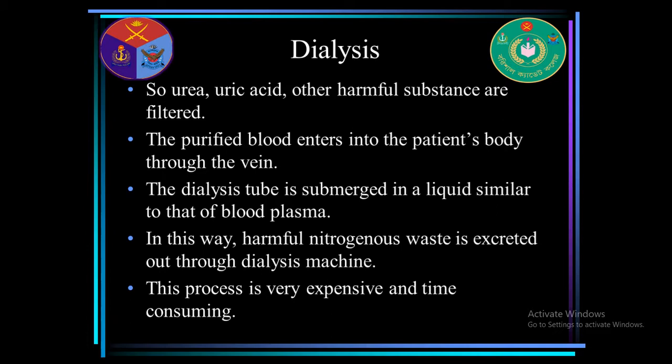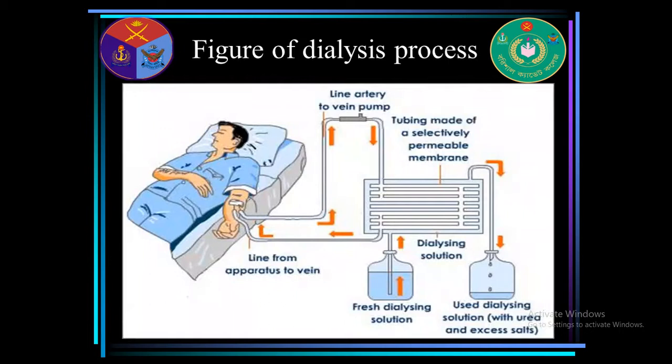The dialysis tube is submerged in a liquid similar to blood plasma. In this way, harmful nitrogenous waste is excreted out through the dialysis machine. This process is very expensive and time consuming. Look, this is the figure of the dialysis process. This is dialysate solution, this is the semi-permeable membrane.